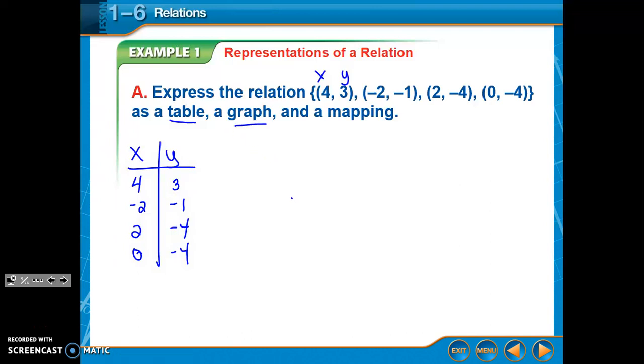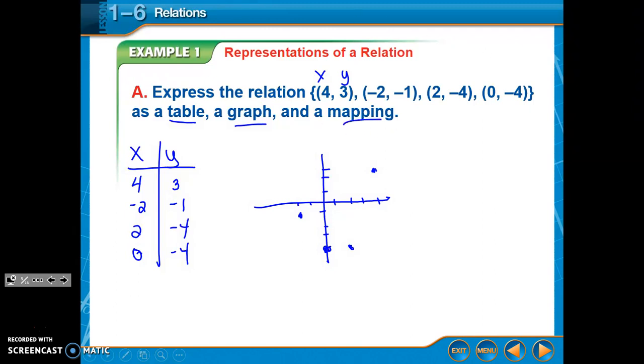Next one we're going to look at is a graph. That would be as if we were plotting those points. So I can plot the point 4, 3, and that would be about here. -2, -1 would be here. 2 and -4 would be about there, and 0 and -4 would be there. So that's how you would represent this in a graph.